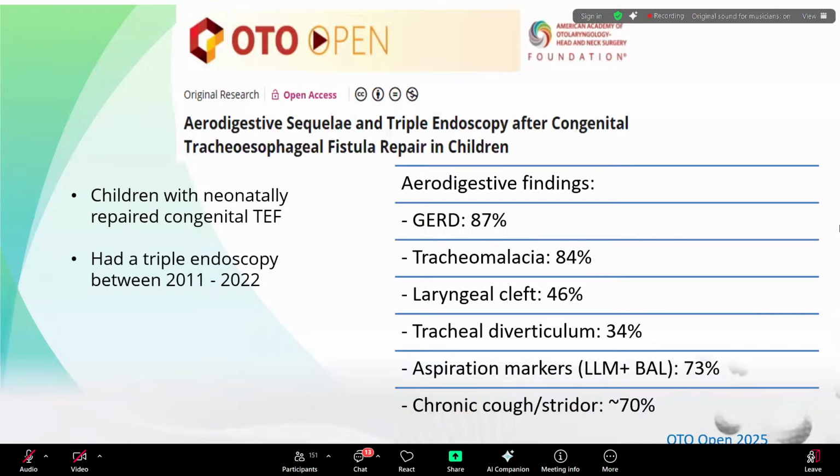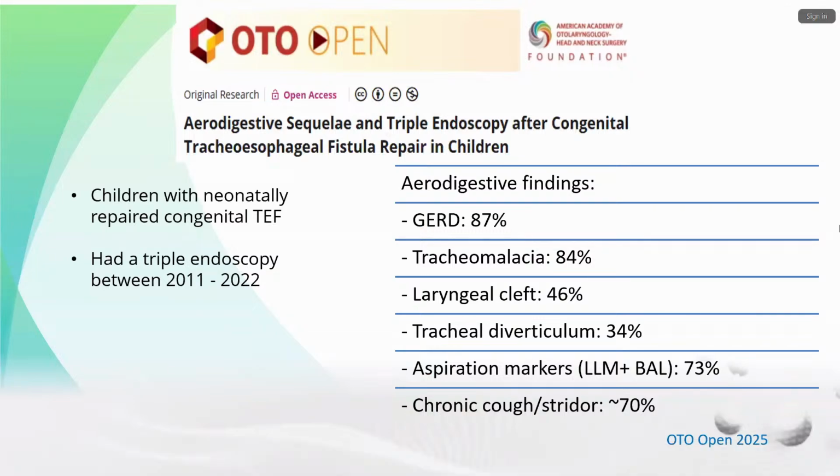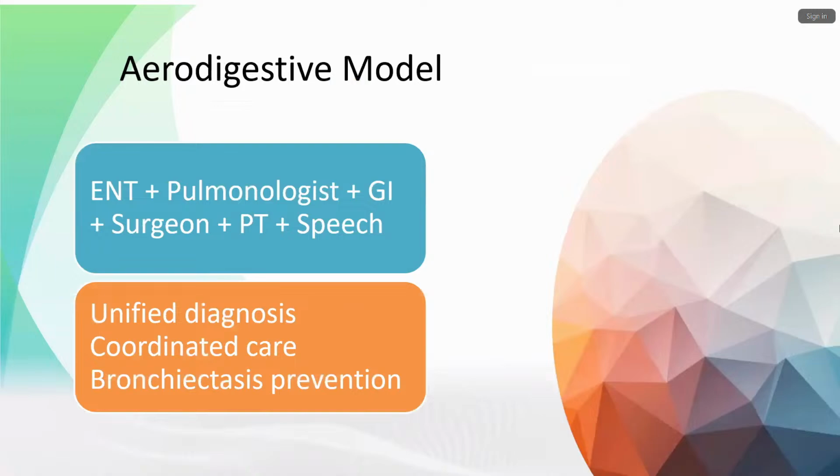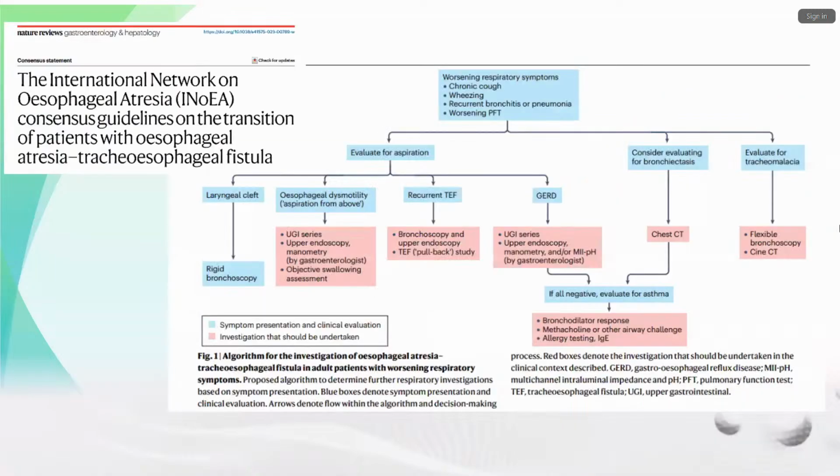So this is the sequelae of the findings from the triple endoscopy after TEF repair in children. Most of the findings are about GERD, tracheomalacia and laryngeal cleft. So our case is quite common. I think our case may have some aspiration from reflux. In the aerodigestive model, you combine many specialists all together and we coordinate.